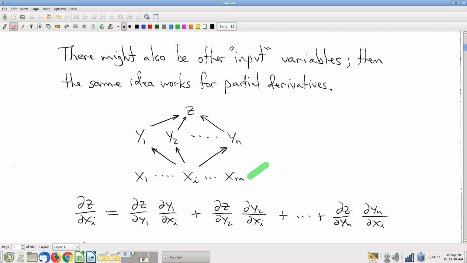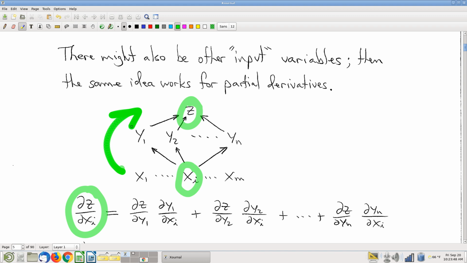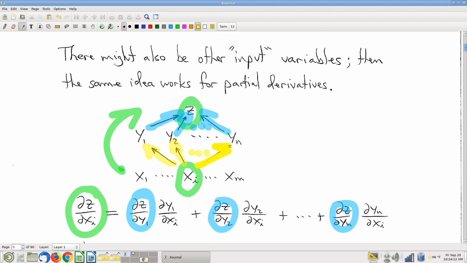Right? Then if you want to understand a partial derivative, such as the partial of z with respect to xi, note this is a partial derivative of the composition. Right? You can write that partial derivative in terms of what I'll call the smaller partials, right? So the partials of z with respect to the y variables, and also in terms of the partials of the y's with respect to xi, in the usual way.